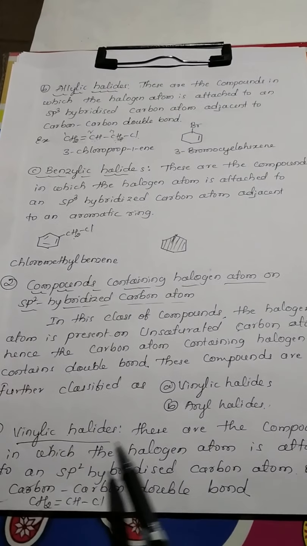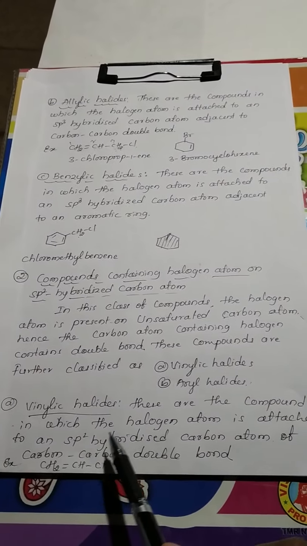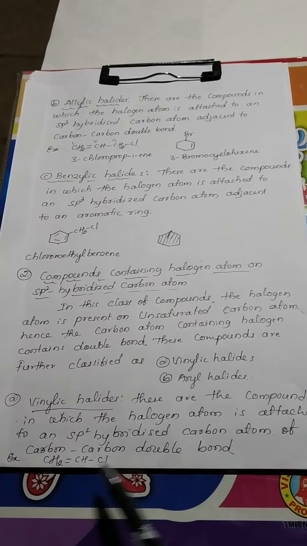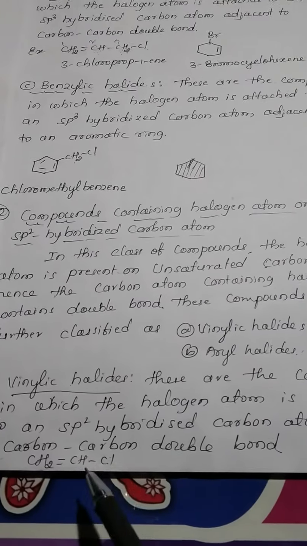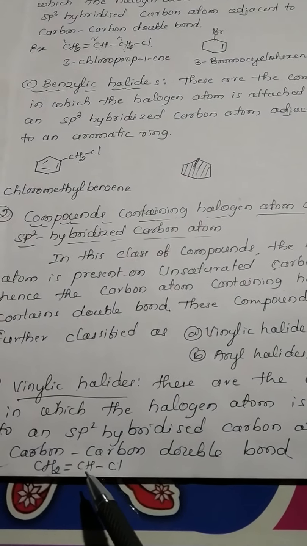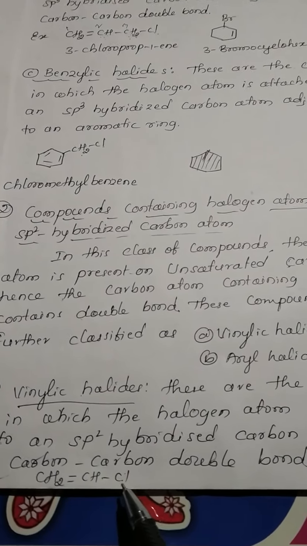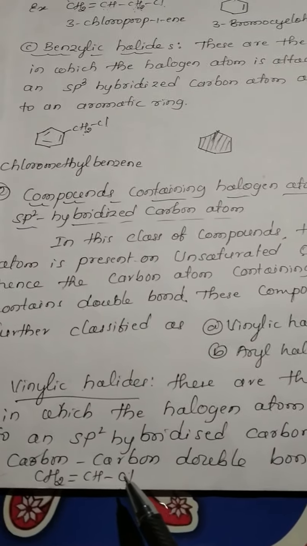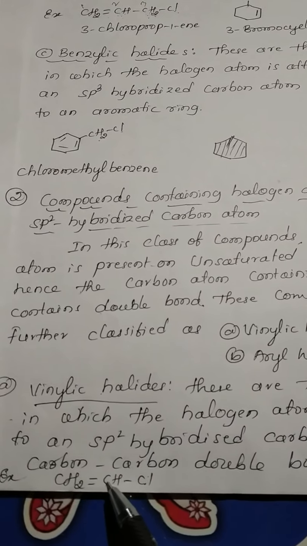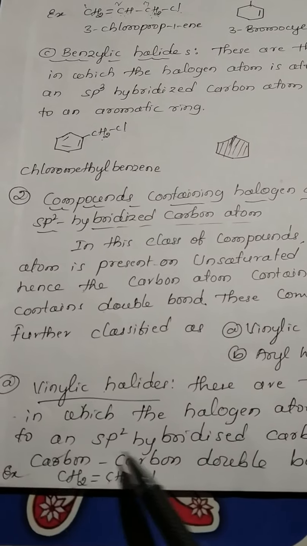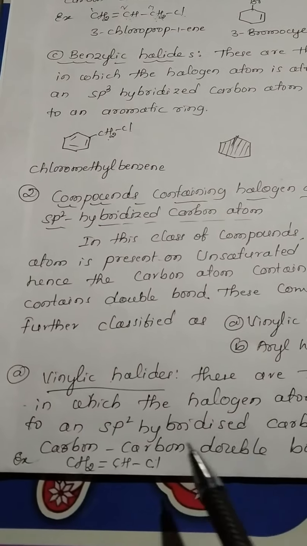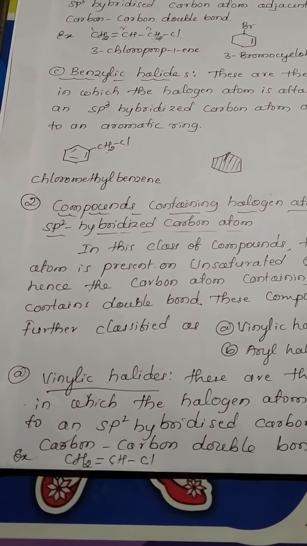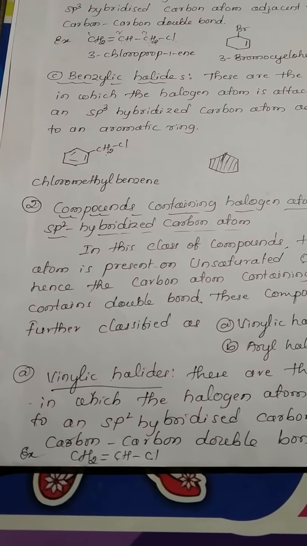Vinylic halides are the compounds in which the halogen atom is attached to an sp2 hybridized carbon atom of a carbon-carbon double bond. Just see here, example: this is chloroethene. Chloroethene is an example for vinylic halide. See here, the halogen atom is directly attached to the carbon containing double bond, or else the halogen atom is directly attached to the sp2 hybridized carbon atom. Carbon containing double bond is called sp2 hybridized carbon atom. Hence it is called vinylic halide.